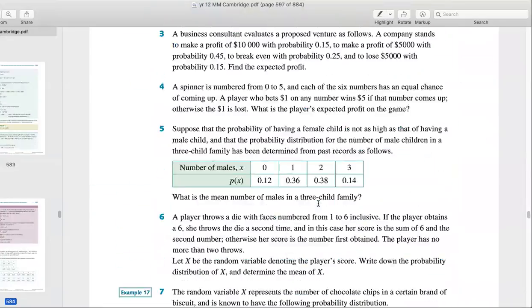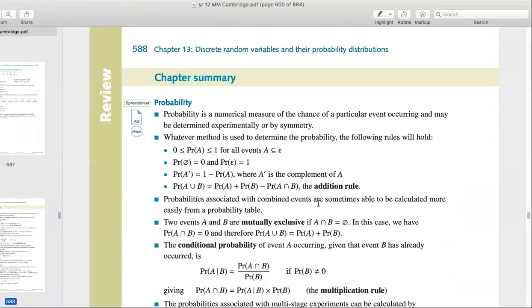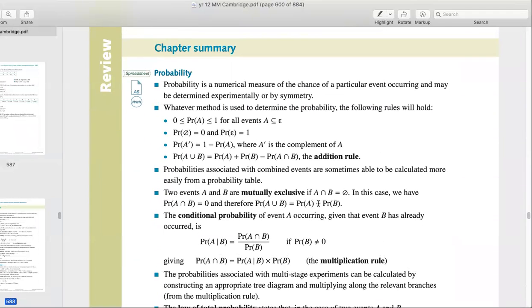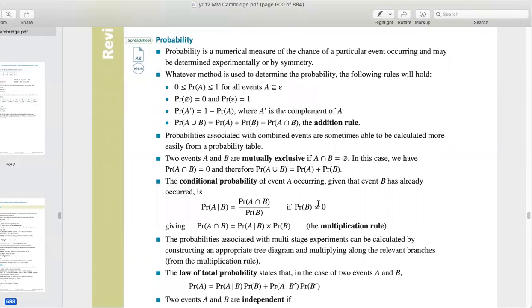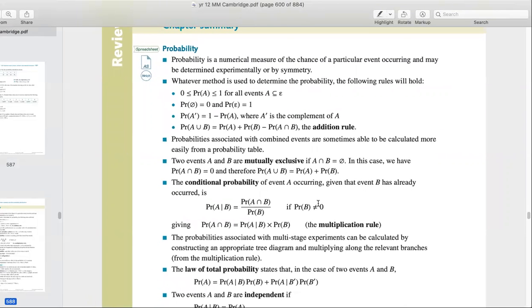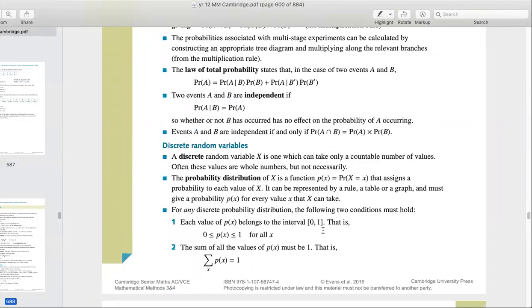And this will be the end of chapter 13. So the takeaway message is: what do we mean by a mutually exclusive event? What do we mean by conditional probability? What do we mean by an independent event? And what are the mean, variance and standard deviation going to tell us? To make sure it is a discrete random variable, we have to make sure that the probabilities lie between 0 and 1, and adding all of them gives 1.